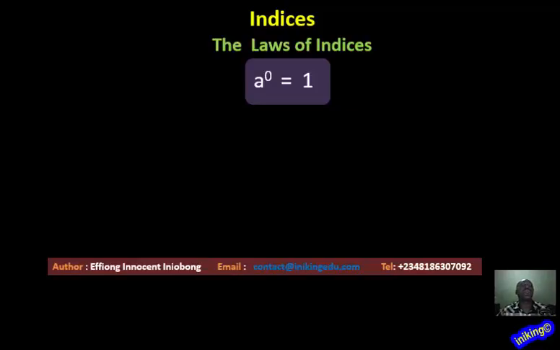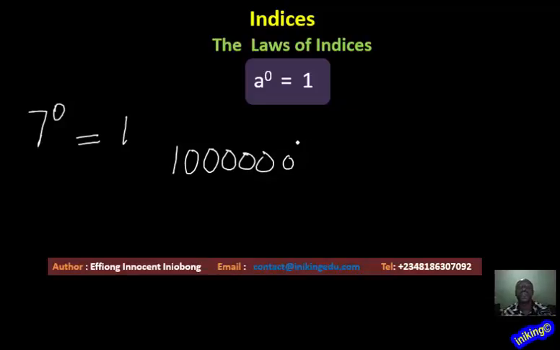It simply states that what? Now you have a number, whatever you want to call it, say 7 raised to the power of 0, that will give you 1. Say a million raised to the power of 0. The rule simply humbles this large number and says you are 1.